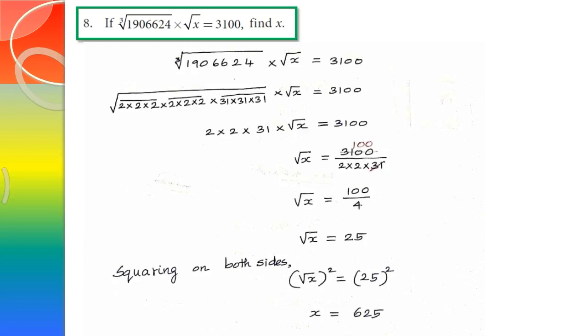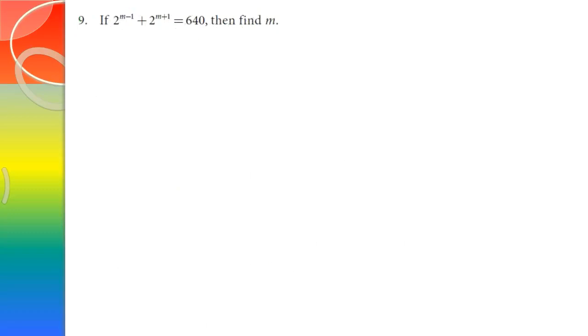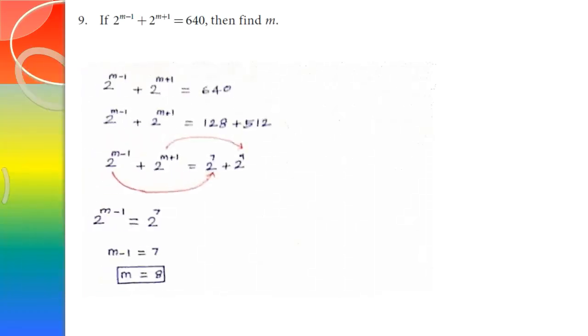Next one, question number 9. If 2 power m minus 1 plus 2 power m plus 1 equals 640. Find the value of m. Listen, 2 power m minus 1 plus 2 power m plus 1 equals 640. Write as 128 plus 512.